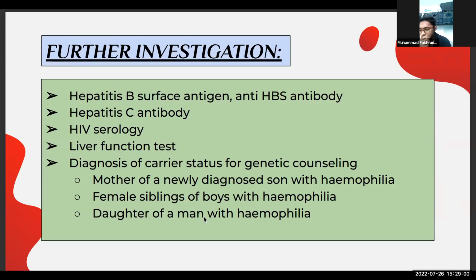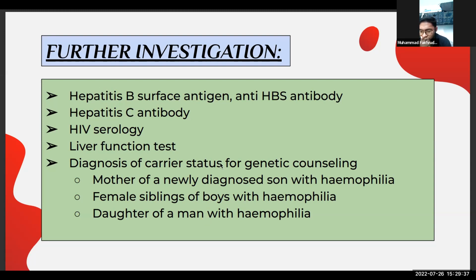We also need to check the virus status of the patient with hemophilia, because hemophilia patients are at high risk of acquiring viral infection, especially hepatitis B. So we need to screen. We need to do the hepatitis B surface antigen and anti-hepatitis B surface antibody, and also hepatitis C antibody, HIV serology, and a liver function test to exclude liver disease.